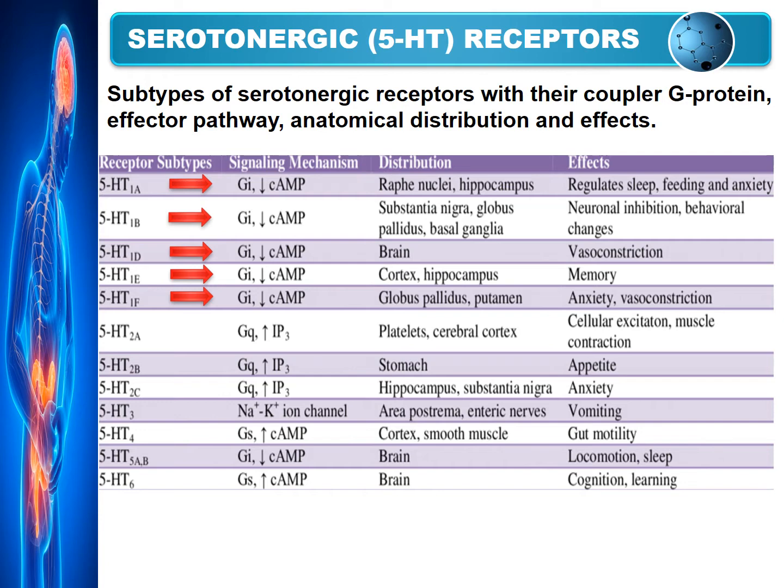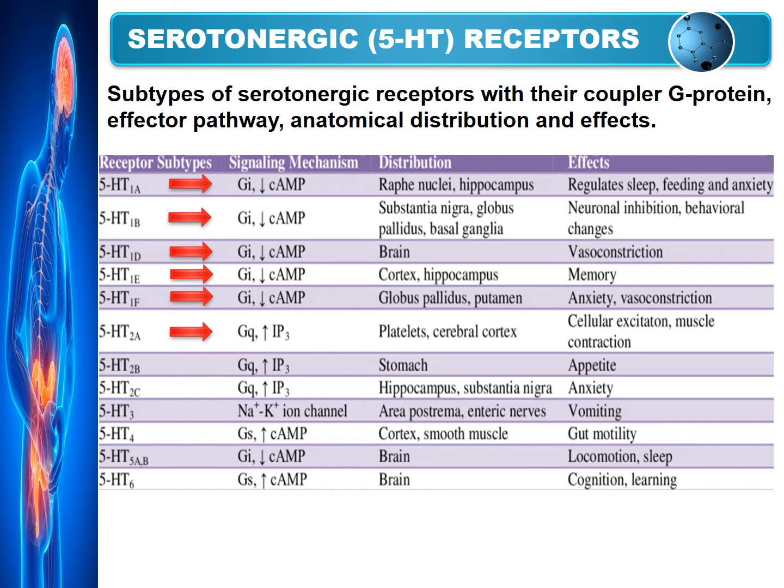It is having the GI type of the G coupler protein, and it functions through decreasing the cAMP concentration at the intracellular level, and it is located at the globus pallidus and the putamen, and it regulates anxiety and vasoconstriction.